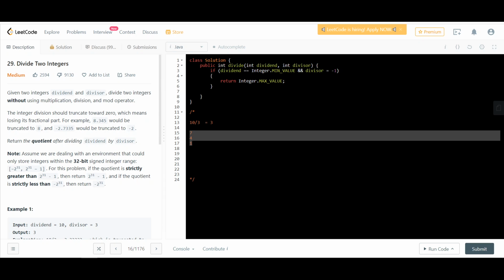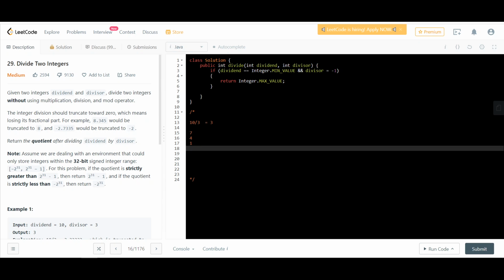That would work. But in that approach, in the worst case, let's say the divisor is 1, I would keep subtracting it. So in terms of time complexity, it becomes linear. Can I improve this? Instead of just subtracting the divisor one by one, maybe I look for higher values and deal with those.